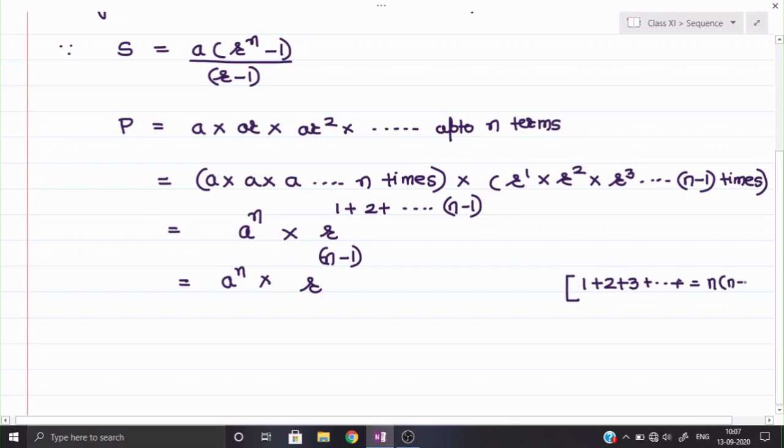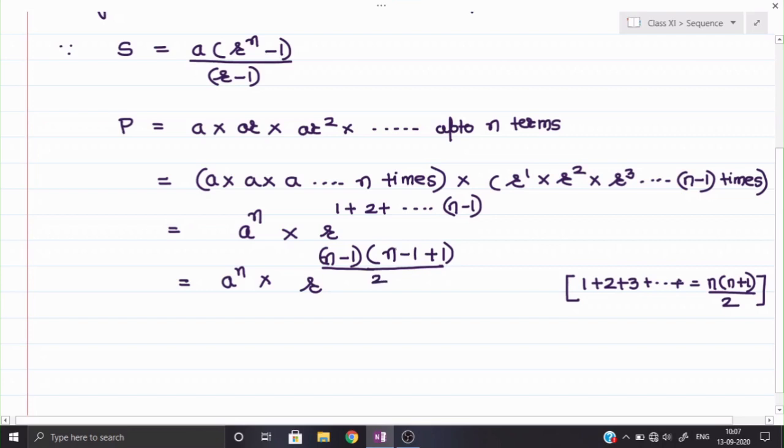N into n plus 1 upon 2. Okay, this is the formula. So see, in place of n I am keeping n minus 1. In place of n plus 1, again I am keeping n minus 1 plus 1, because in place of n I kept n minus 1, plus 1 is coming as it is.